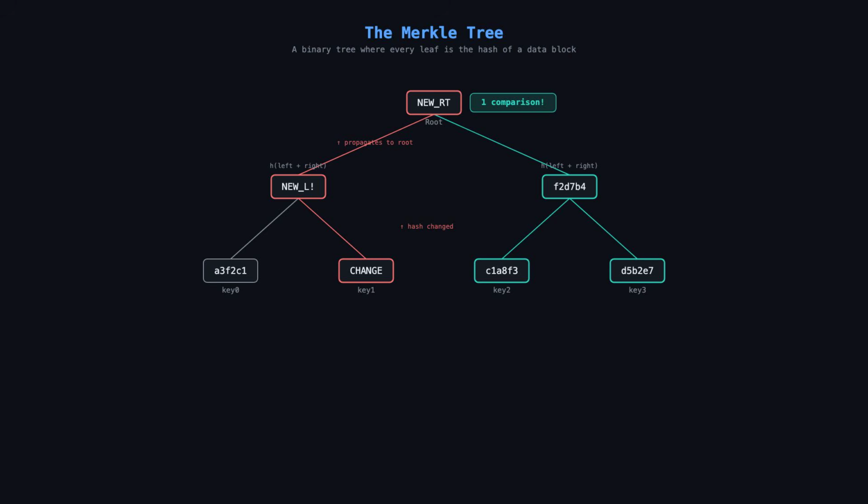If they don't match, you recurse. Compare the left children, compare the right children. Whichever side differs, you go deeper. You keep narrowing down until you reach the leaf nodes that actually changed. The beauty of this is that you skip entire subtrees that match. If the right half of the tree is identical across both nodes, you never even look at those keys. You only traverse the branches that contain differences.